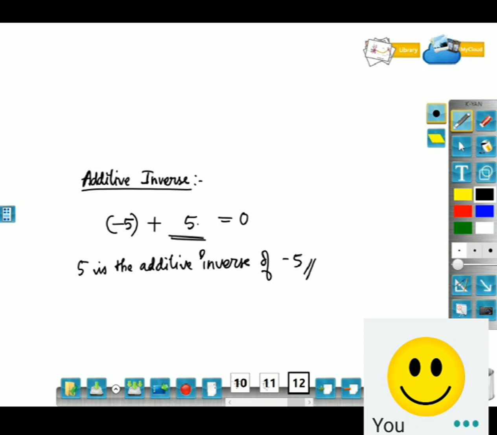For a given integer, always the negative of that number will be the additive inverse. Negative of that number means if they are given 5, what is the negative of that number? Minus 5. This will be the additive inverse. If they are given minus 100, the negative of minus 100 will be plus 100. So for minus 100, the additive inverse will be plus 100.